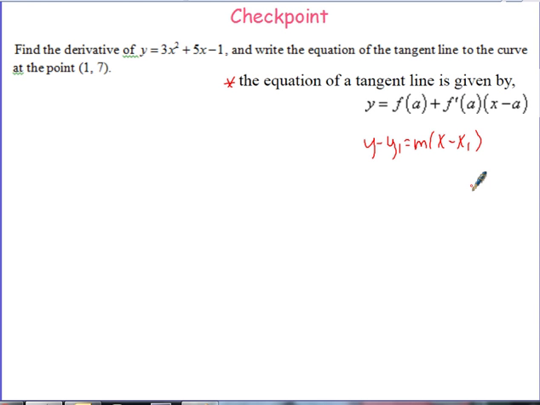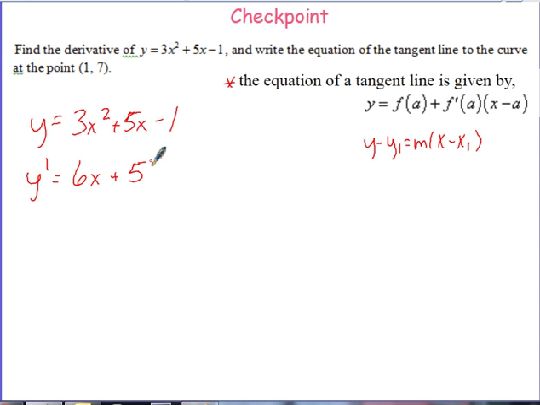I have everything I need. Here's their equation, y equals 3x squared plus 5x minus 1. Take the derivative of it. So let's do that first. y equals 3x squared plus 5x minus 1. What's the derivative? 6x plus 5. Okay, so that's my derivative, correct?